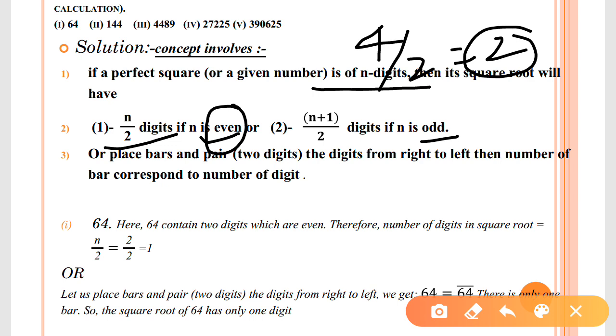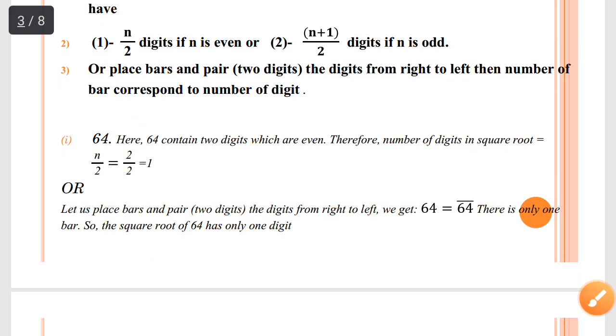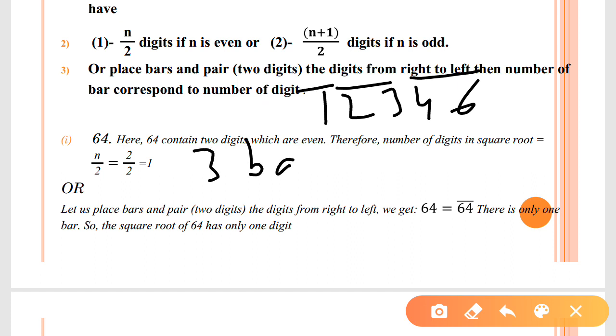But if it contains an odd number of digits, for example 7 digits, you will add 1 to it and then divide. So it becomes 8 by 2, so the square root will contain 4 digits. And we have another method here. First we will write the number. For example, I write the number 12346, and I want to calculate the number of digits in its square root. So first I will pair these digits from the backside. So I have got 3 bars, so the square root will contain 3 digits.